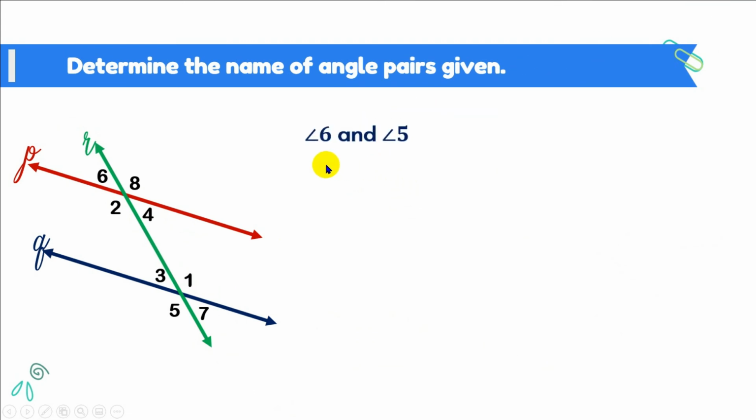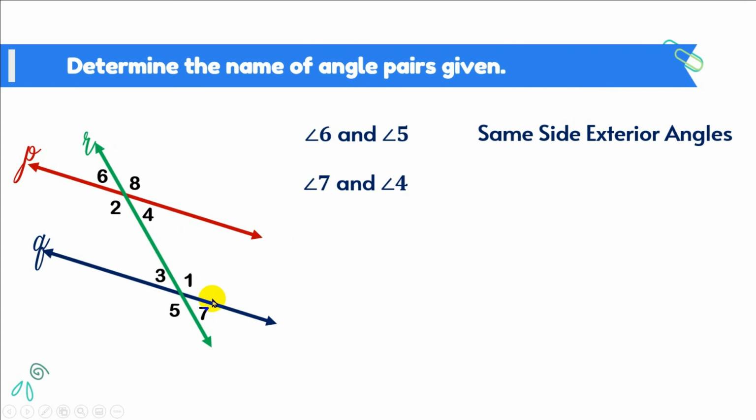Next, 6 and 5. So, they are both on the left side of transversal line R, and both of them are exterior angles. So, we call this as same side exterior angles.